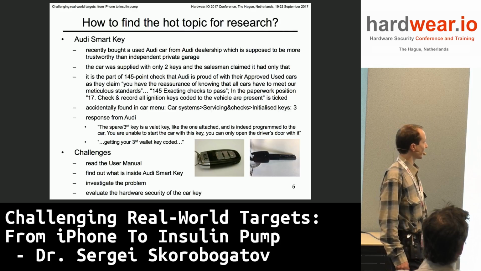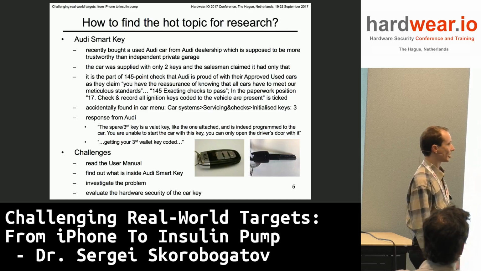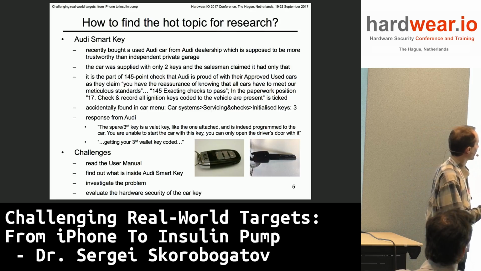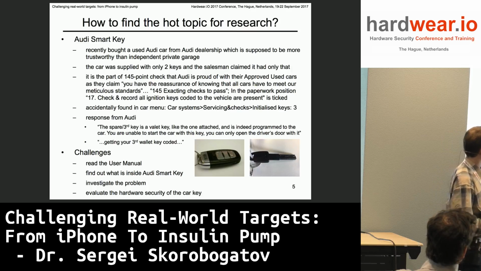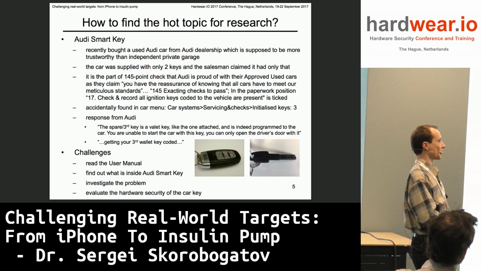So I came back to them and asked why the number of programmed keys does not correspond to the number of keys I was given, and I was told quite a strange response. Actually, that was by email, that that spare third key is a valid key, and with this key you are unable to start the car, you can only open the door, which sounded quite strange to me, because why would you code the third key if it's just a piece of plastic?